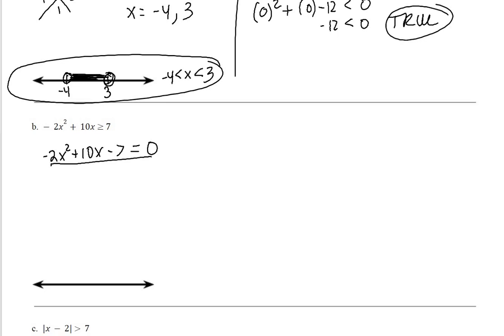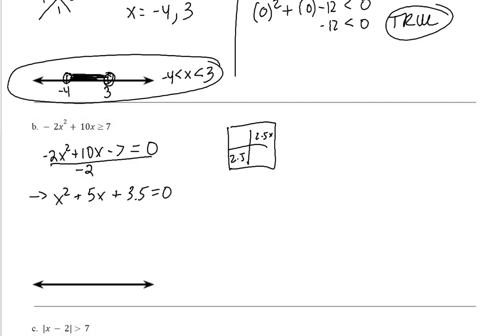I'm going to divide both sides by -2. That gets me x squared plus 5x plus 7 divided by 2, which is 3.5, equals 0. Okay. I break 5 in half, I get 2.5x, 2.5x, x squared. That means that in my equation, I'm going to have x plus 5x plus, what's 2.5 squared? 5.25? Okay.